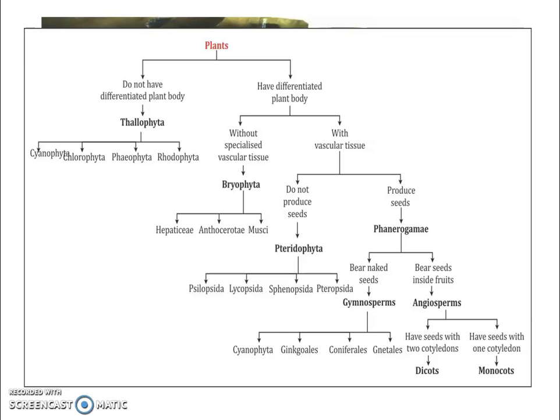pteridophytes and phanerogams. Pteridophytes are divided into Psilopsida, Lycopsida, Sphenopsida and Pteropsida. Then phanerogams are naked-seeded plants and those with seeds present inside fruits. Naked-seeded are the gymnosperms, and the other group is the angiosperms. The gymnosperms are cycadales, ginkgoales, coniferales and gnetales. The angiosperms are those which have two cotyledons, the dicots, and those which have one cotyledon, the monocots.